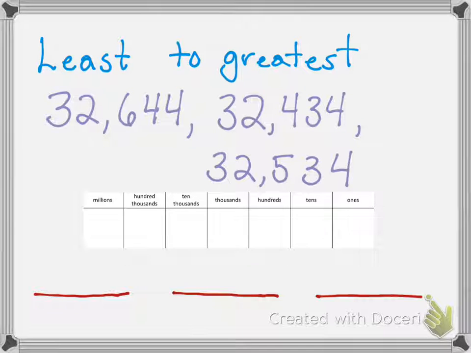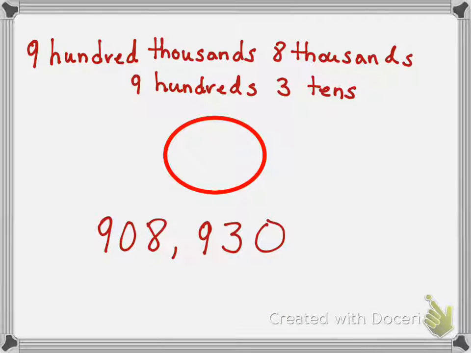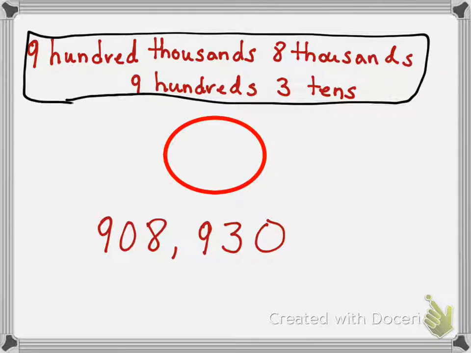Using your place value chart, put these 3 numbers from least to greatest. Now this is something different. You've got word form, and you're understanding what the word form looks like as a standard number and comparing it to a standard number of 908,930. First, what I would do is take this word form and write it out in standard form first, and then compare your 2 numbers.